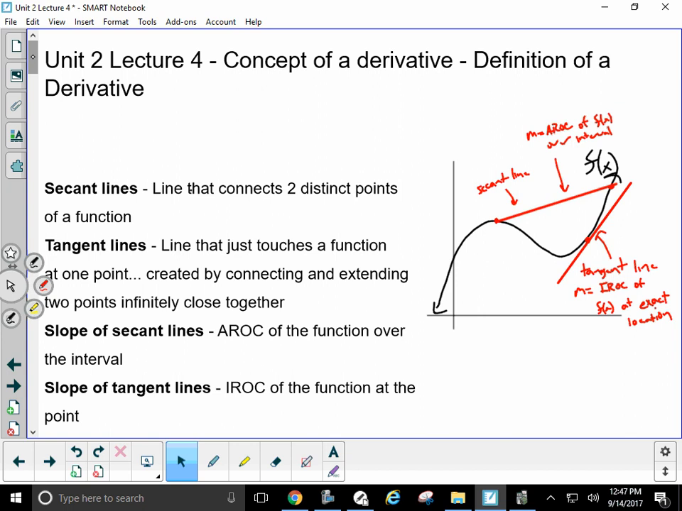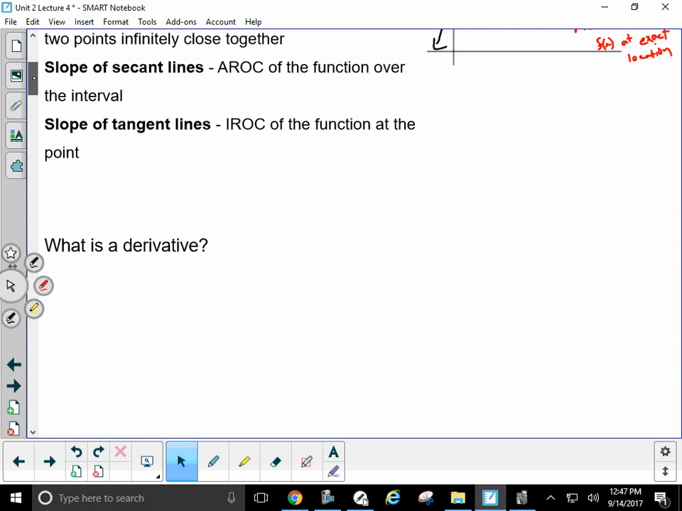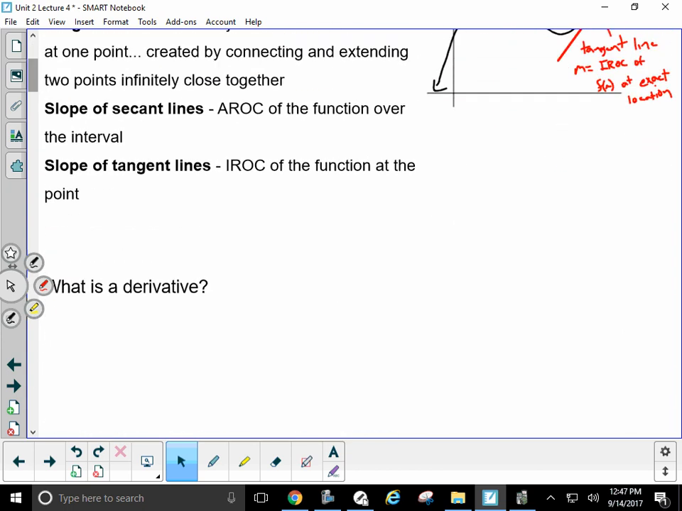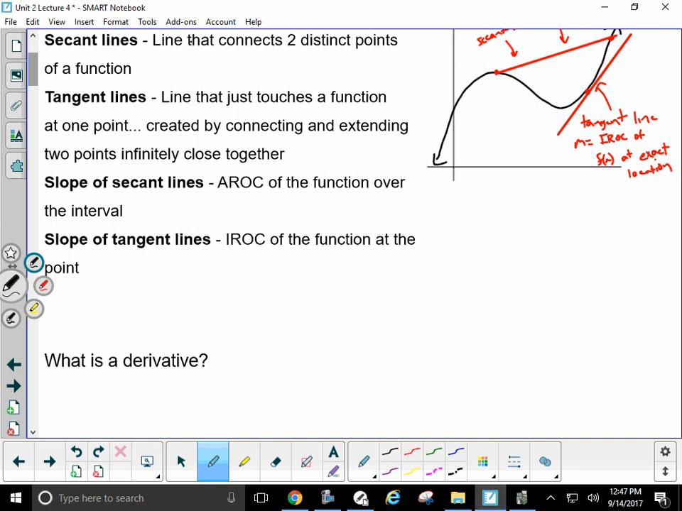Okay. Well, before we go any further, let's just get this out of the way. What is a derivative? A derivative is a fancy math word for an instantaneous rate of change of a function or a slope of a tangent.